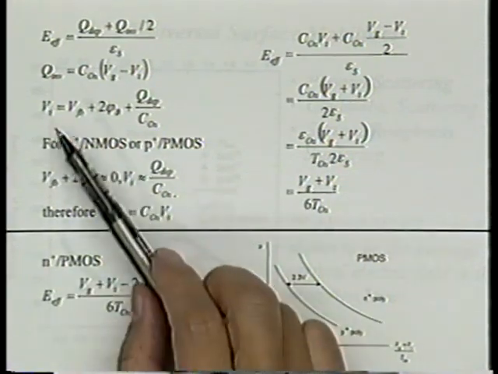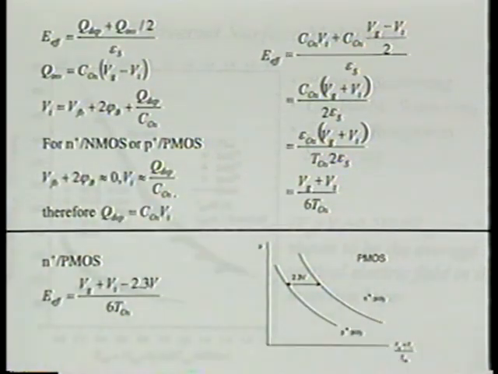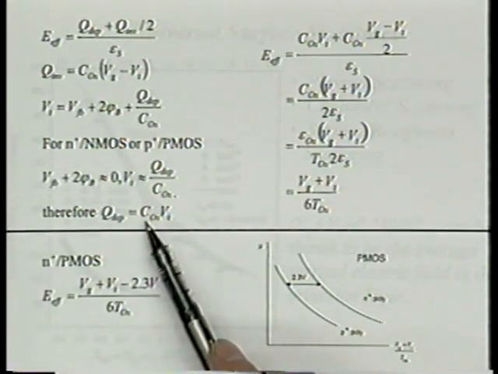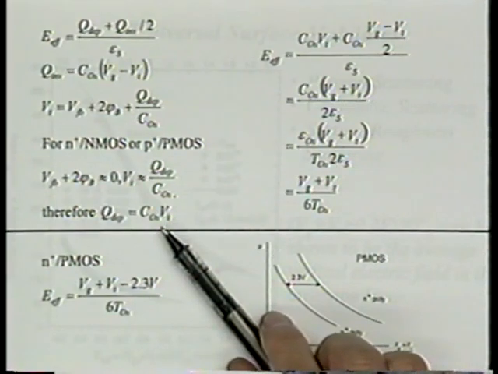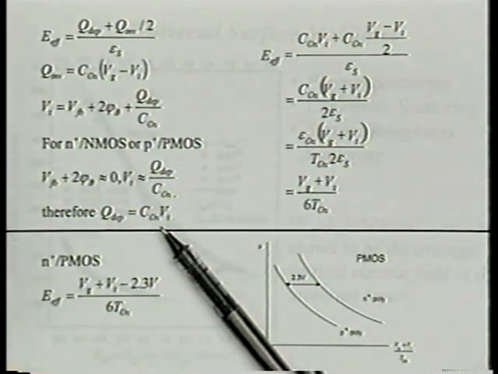So therefore, VT is equal to Q depletion over Cox. Therefore, Q depletion is equal to Cox times VT. Well, it turns out the Q depletion term is even easier to deal with than the Q inversion.